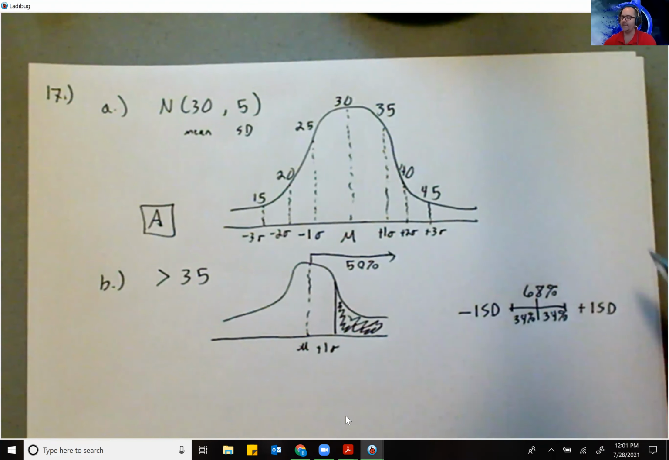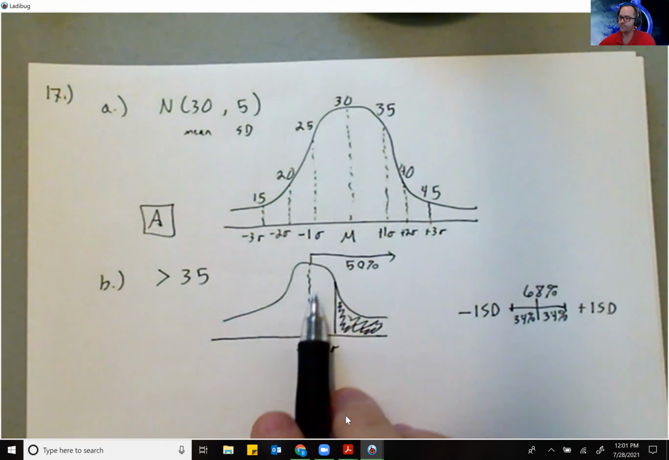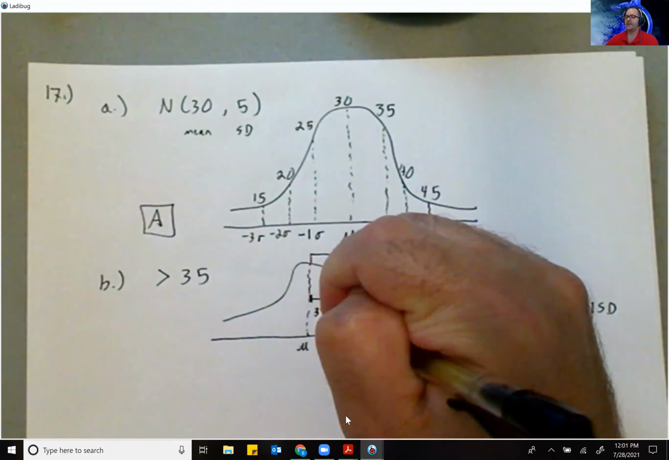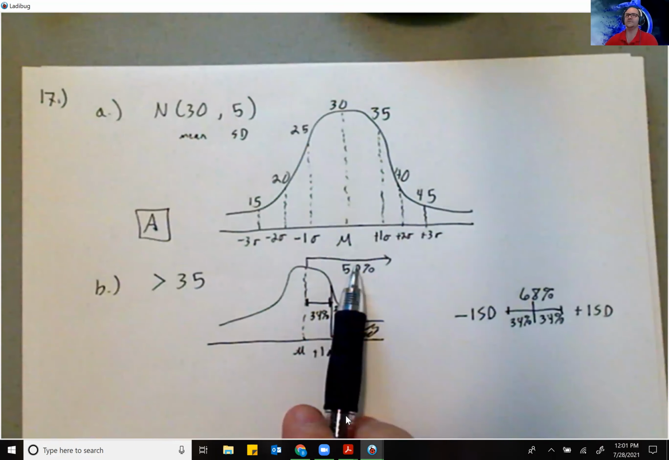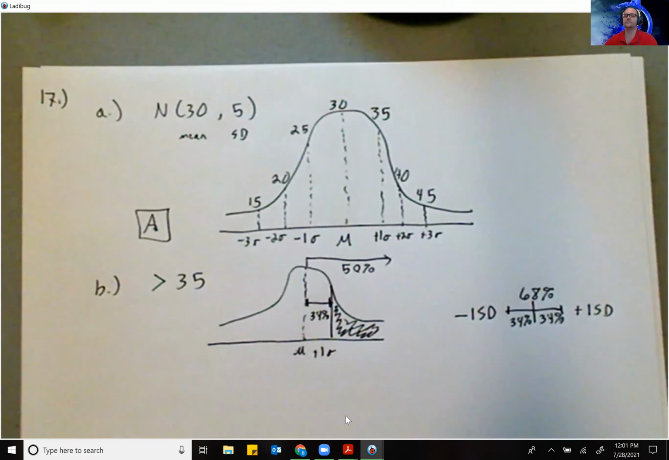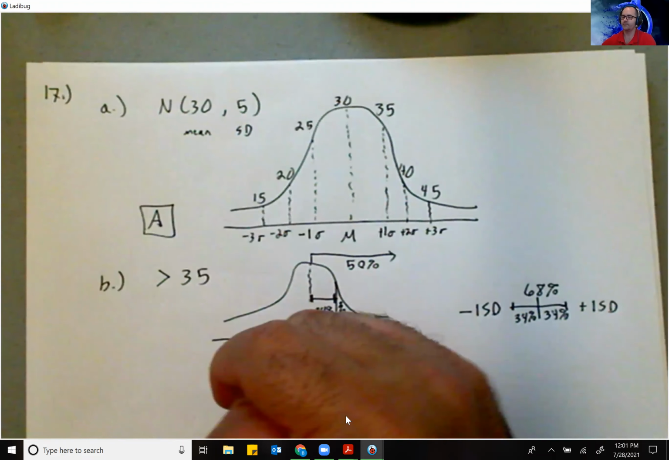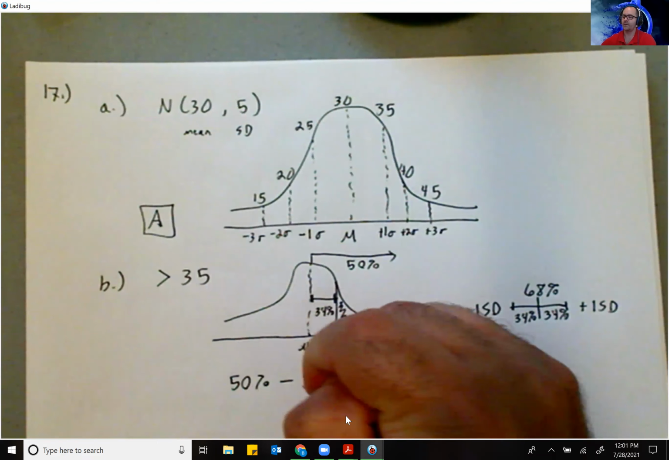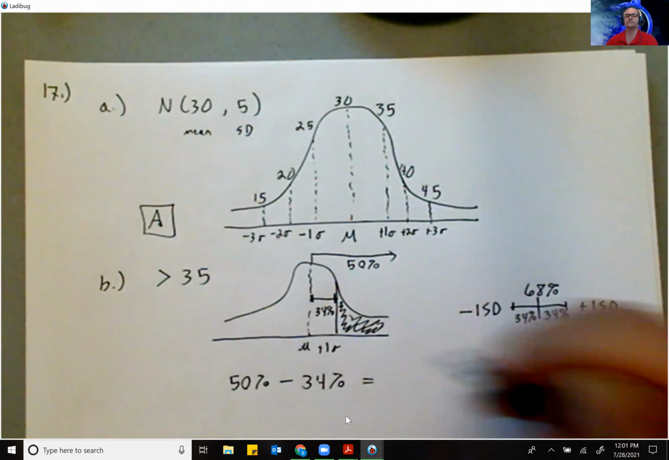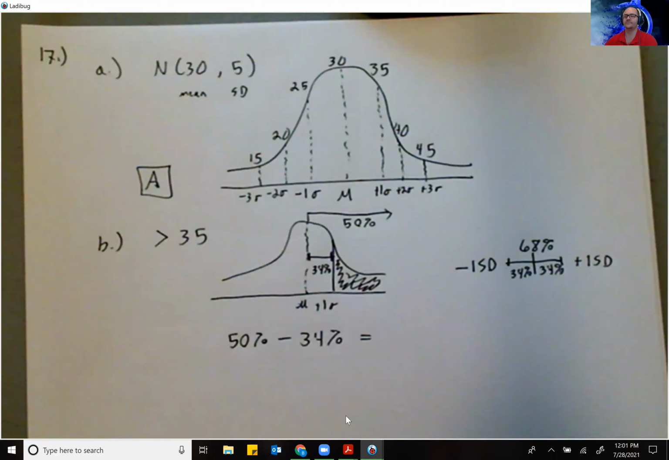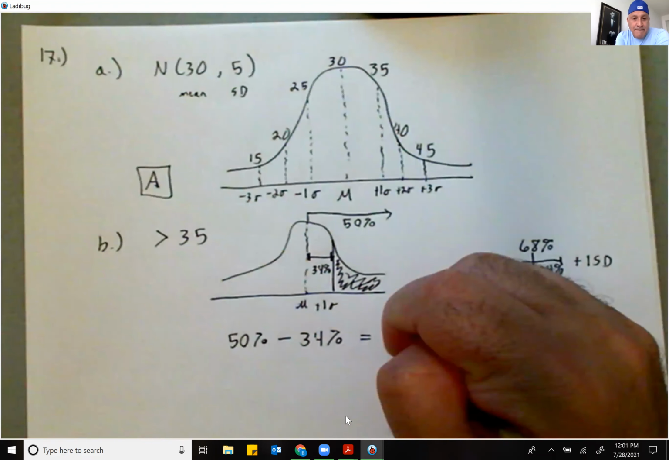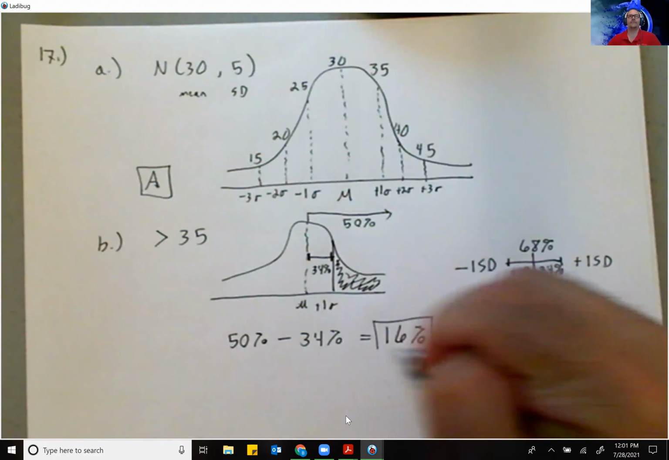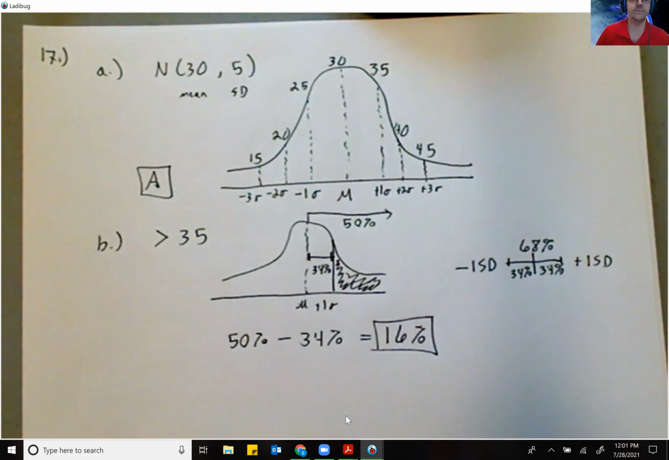So all I really need to do is take 50 minus the 34. And how much is that? 16. Make sense? Yes. Perfect.